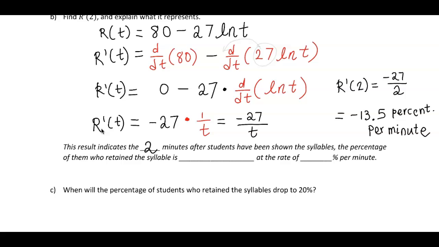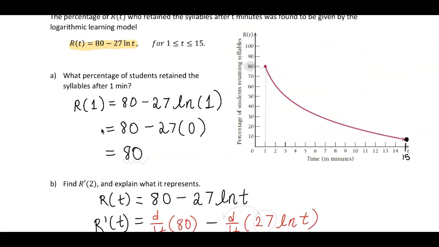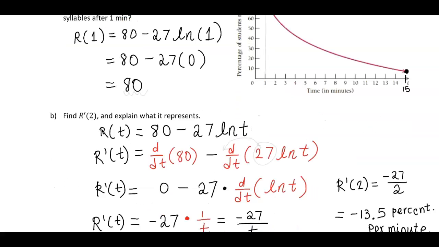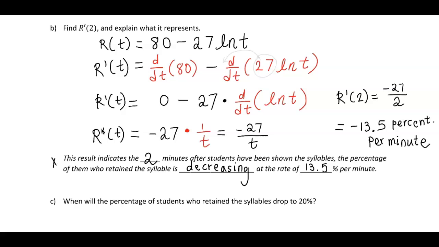The percentage of them who retain the syllable is decreasing. Why am I saying decreasing? Because it's negative. It's decreasing at the rate of 13.5% per minute. So when I said -13.5 syllables per minute, I was wrong because the y value was the percentage of students remembering, not the number of syllables. So sorry about that, but I'm so glad I got this typed up here.